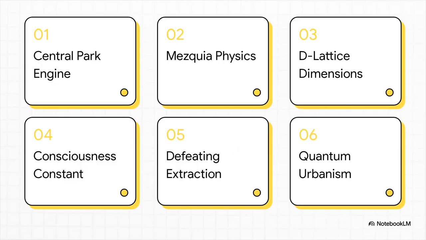We'll start with 1. The Central Park engine. 2. Defining Mezquia physics. 3. The D-lattice dimensions. 4. The consciousness constant. 5. Defeating the extraction economy. And finally, 6. Building quantum urbanism.